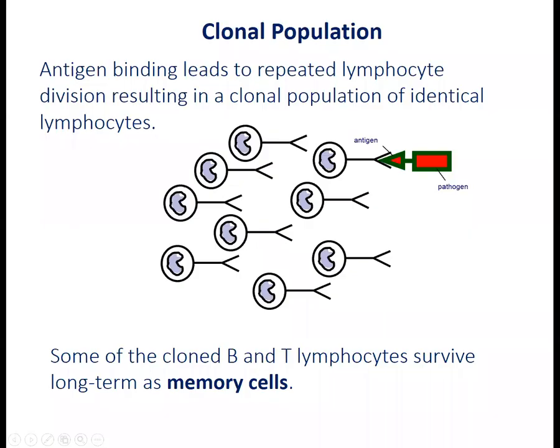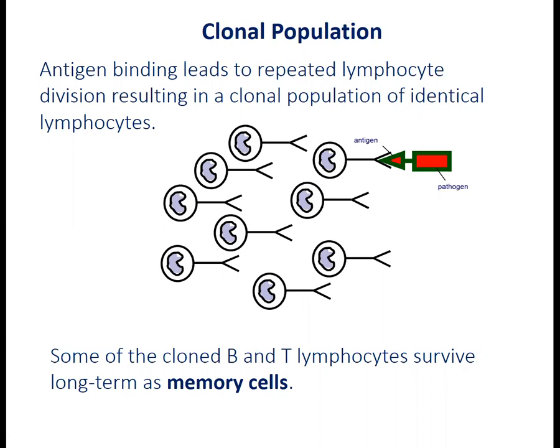Okay, so we talked previously about this clonal population that's produced. When a lymphocyte comes into contact with an antigen of a pathogen, it replicates and produces lots and lots of identical lymphocytes with the same receptor for that particular antigen.